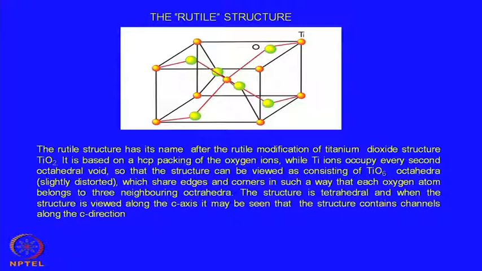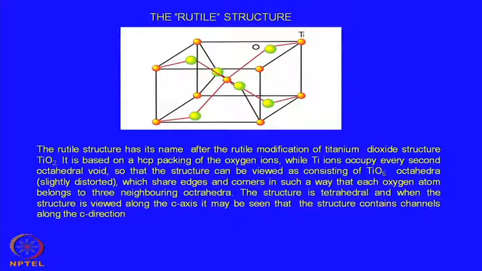It is based on a hexagonal close packing structure. It is not a close packed structure as such, but it has certain similarity with the hexagonal symmetry. In fact, the symmetry is basically a tetragonal symmetry. Titanium ions occupy every second octahedral void. Here again we come back to an oxide, and the titanium ions, or the metal ions or the cations, are much smaller than the oxygen ions. The radius ratio is such that it occupies the octahedral site rather than the tetrahedral site. So, the titanium ion goes to the octahedral site, and the structure can be viewed as consisting of TiO6 octahedra.